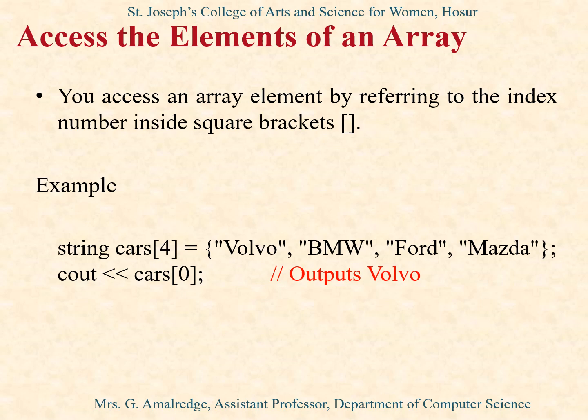Accessing the elements of an array. If you want to access the elements of an array, you refer to the index number inside the square brackets. This is an example for accessing the elements of an array. In this example, we are storing 4 string values into the array cars. Now we are going to print the 0th index value to the console. So we will get the output as Volvo. This is the 0th index value.